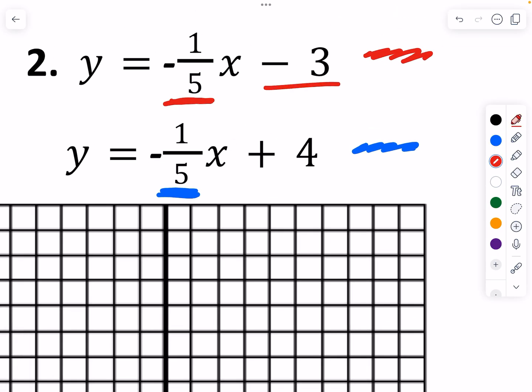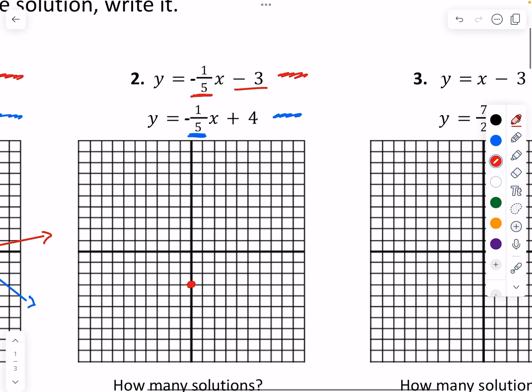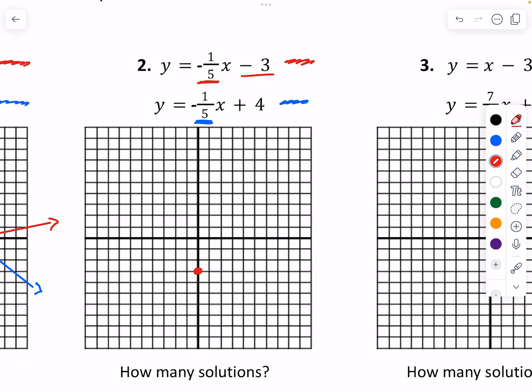Okay, so again, I'm going to start with -3. I'm going to go down 3 and I'm going to make a dot and then I'm going to go down 1, right 5, down 1, 1, 2, 3, 4, 5. There's my second point. And I'm going to draw a nice straight line through the two dots. Boom. Okay, so we have connected those. We have our first line. Okay, now let's do the second line.